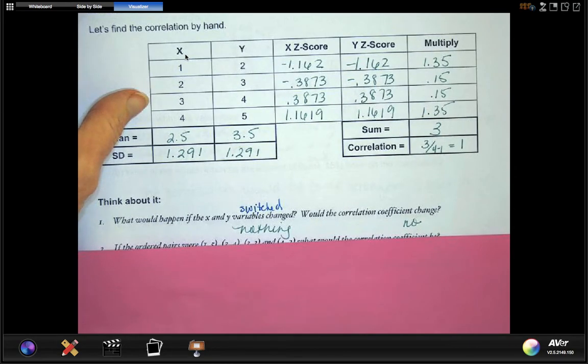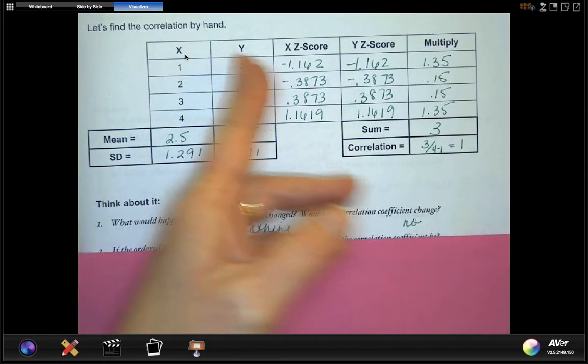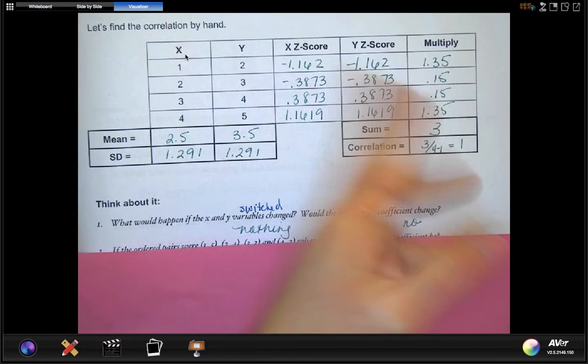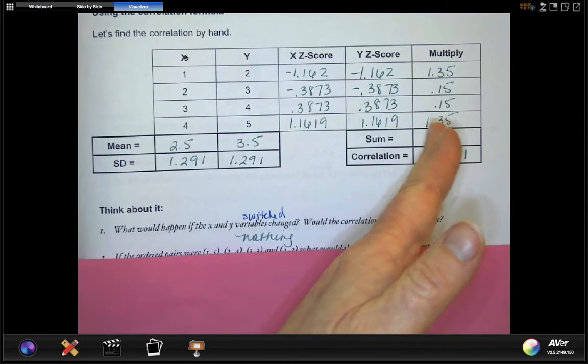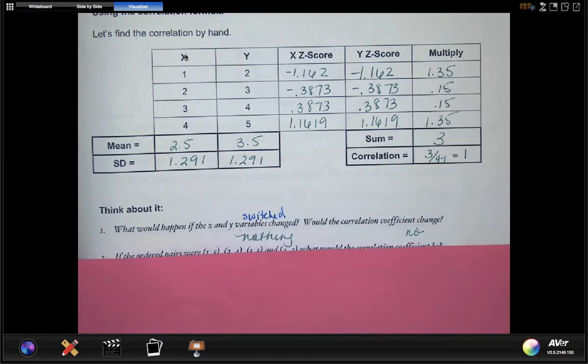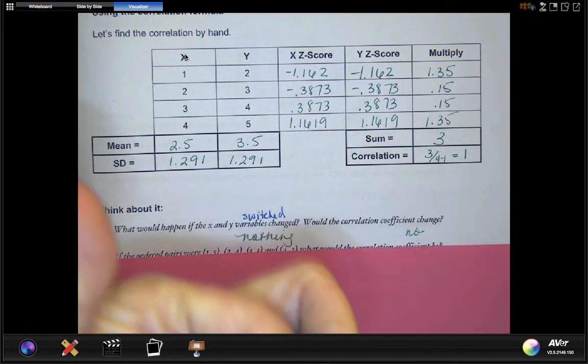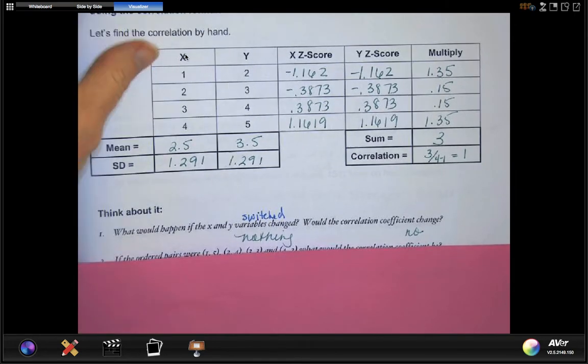Nothing's going to happen here, because these numbers are going to flip spots, but in the end, I'm still going to be multiplying the same things, adding them all up, and dividing to get the same answer. So if you switch your x and y variables, in that one we had long jump and sprint distance, if we switch which one is on the x and which one is on the y, we're still going to get the same correlation, okay?